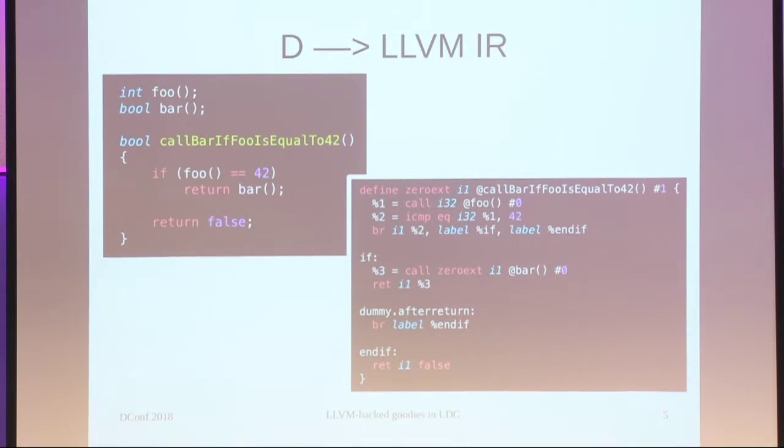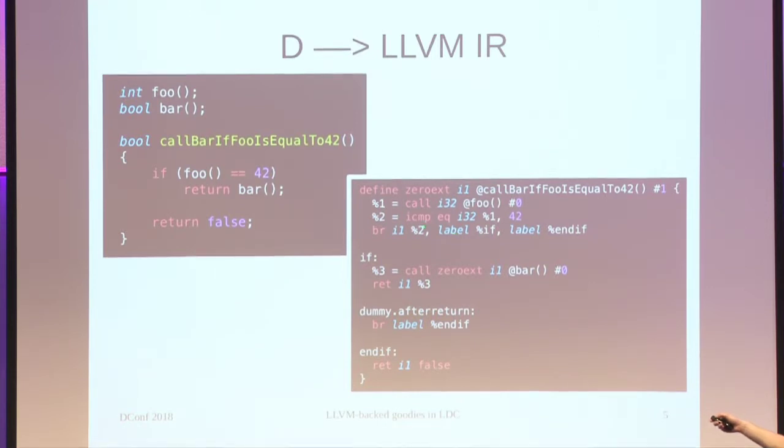Where was I? Okay, so it's a single assignment language, meaning that this %1 is a local variable, but you can only assign to it once. That's very important to know about LLVM-IR, and it makes reasoning about the IR also much easier. It's like everything is immutable, if you want.